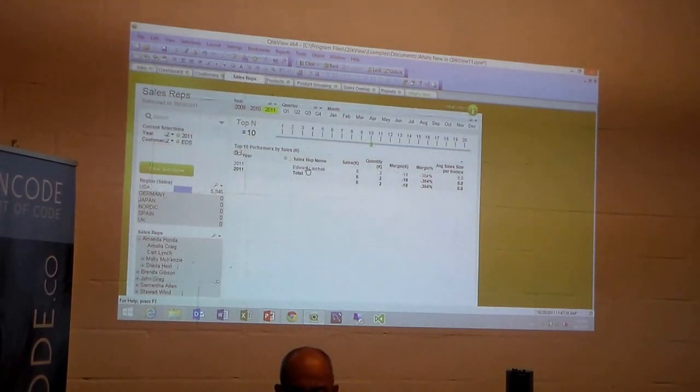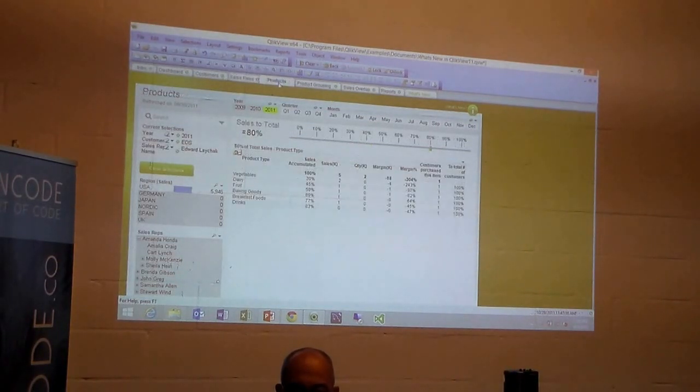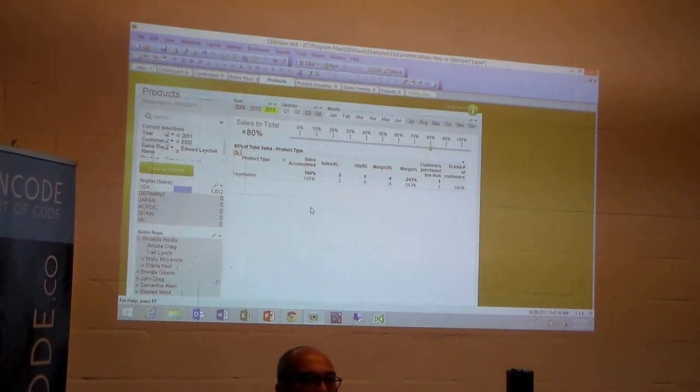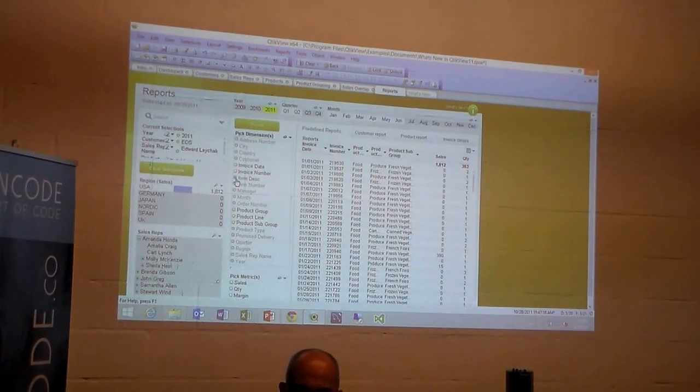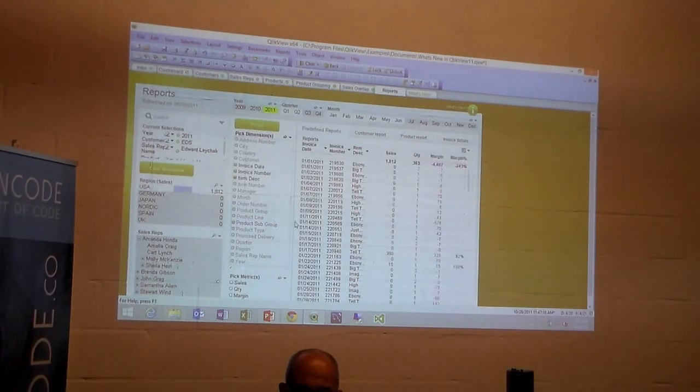And I go in and I say, oh, it's Edward Lachek. Okay. Let me look at Edward and see what's going on. What products he's selling, what is going on. And then I can drill through my product and say, oh, the vegetables is the thing that is causing us the lowest margin. So let me drill into the vegetables that Edward is running and see what's going on. And then I can go to my report, pull up my product report and say, it looks like it's not across all vegetables, it's on some. Interesting. So maybe I want to look at specific items and see what's going on with that.